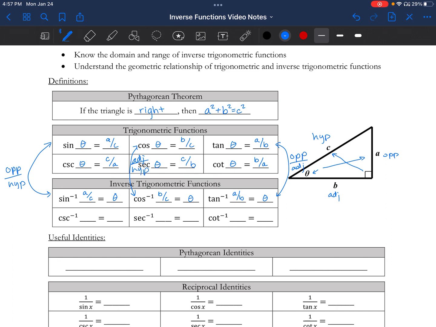Now, same kind of idea for cosecant inverse. What it's going to do is it's going to take in those sides, C and A, and spit out the angle. Secant inverse is going to take in C over B and spit out the angle. Cotangent inverse is going to take in B over A, and spit out the angle.